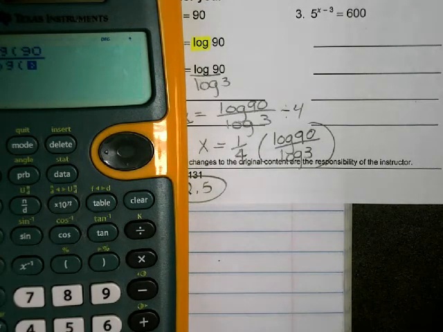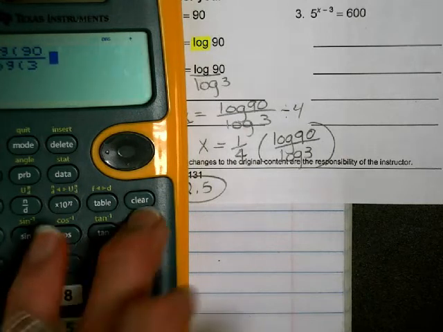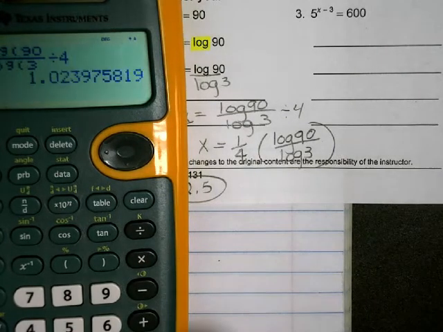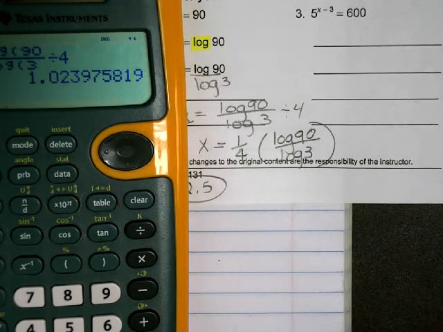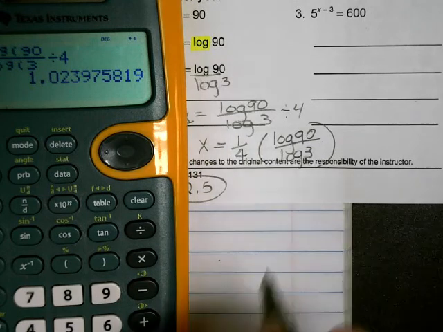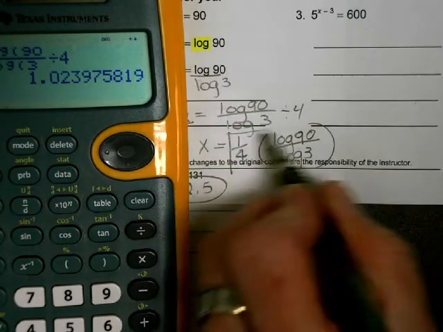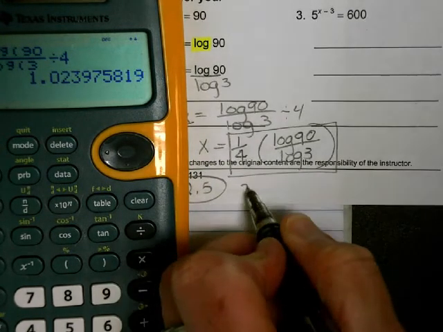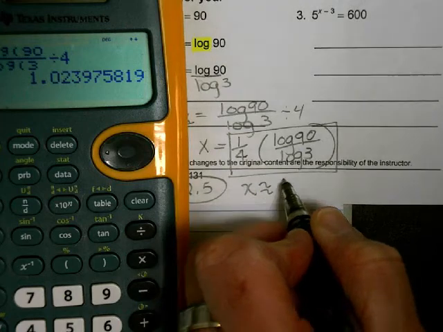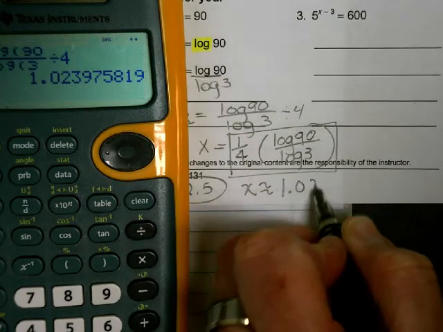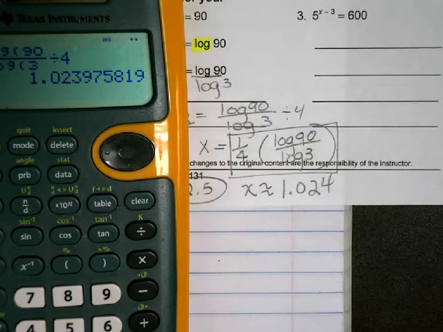And maybe it doesn't bother you. I just pop it out and put divided by 4. Dividing by 4 and multiplying by 1/4 is the same thing. So I would write this in my first box, and in my second box, I have to round it: 1.024.